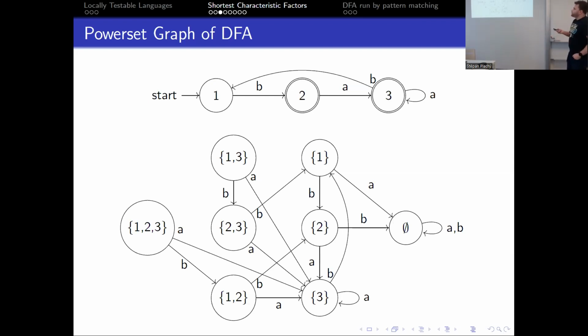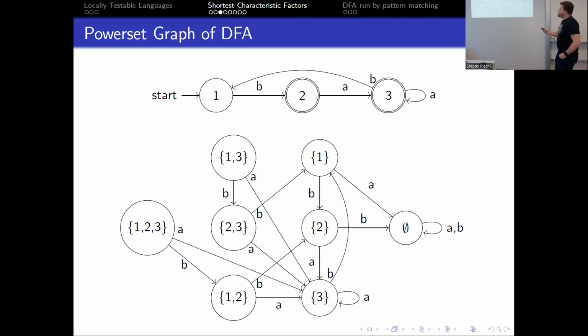So for example, from state 1 to 3, when I read A, from 1, I don't have any transition. From 2, I reach state 3. And from 3, by reading A, I will also reach state 3. So there is a transition to state 3 in here. Similarly, on B, I might reach from here state 2, from here state 1, and that will give me this state. Now, the part of this graph that has only one state is just the original automaton, with the slight exception that whenever we have a missing transition, for example on A here, that will lead us to an empty set.